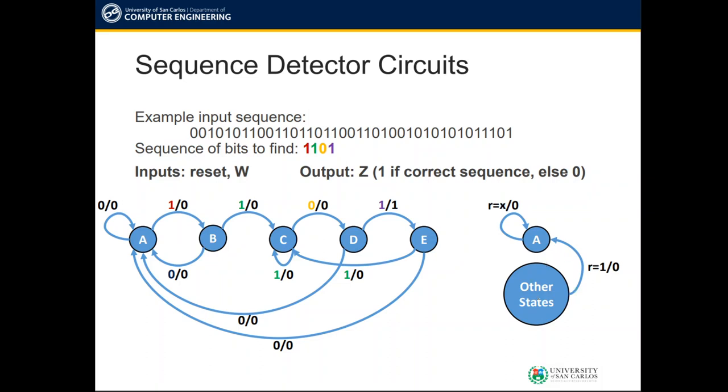But on the other states, if the reset is 1, if it is an active high reset, we go back to state A, and then the output is 0. And then also if you observe everything here, the output is 0 except for this part, because this is the only one that signifies that it completes the sequence 1101.